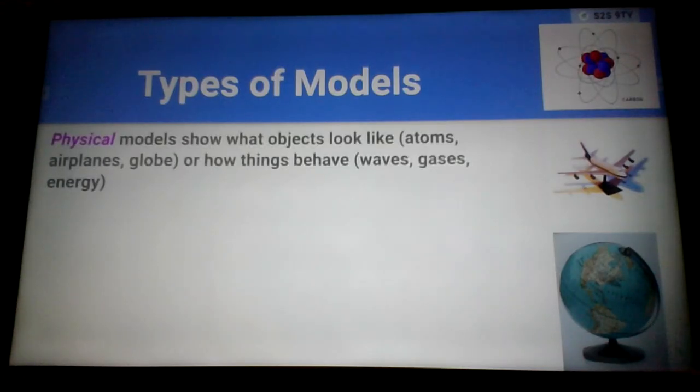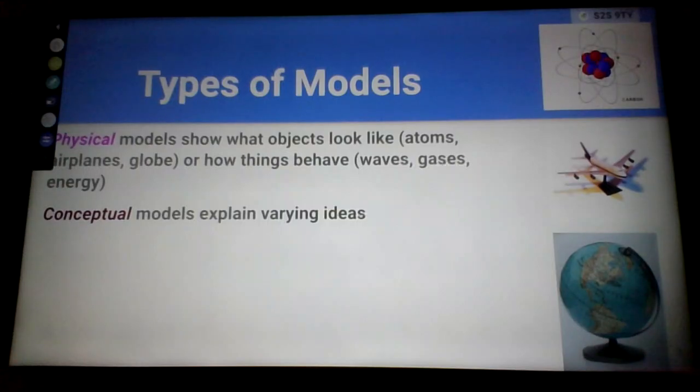A physical model, these are things that we can actually see and touch. We can't see and touch atoms, but we get the results of them. We can see and touch the models very easily. Models show what objects look like, such as the atoms, the airplanes, and the globes, or how things behave. Now later on, we'll talk about sound waves and light waves. Gases, that's actually our next chapter, and more about gases later on in the year. And energy, we'll talk about different kinds of energy and the models that go along with how energy transforms from one kind into another. Conceptual models, they explain ideas.